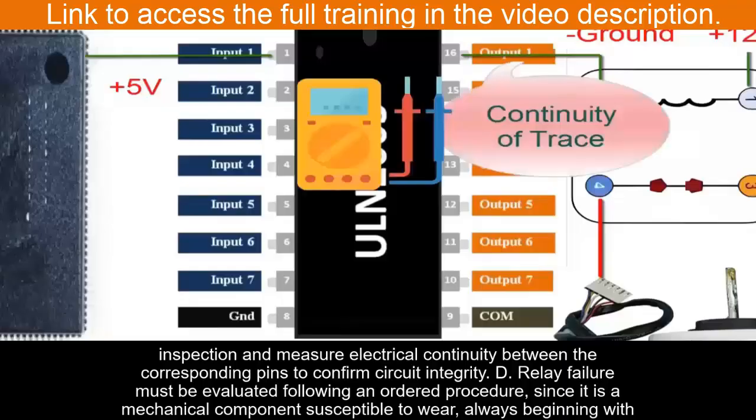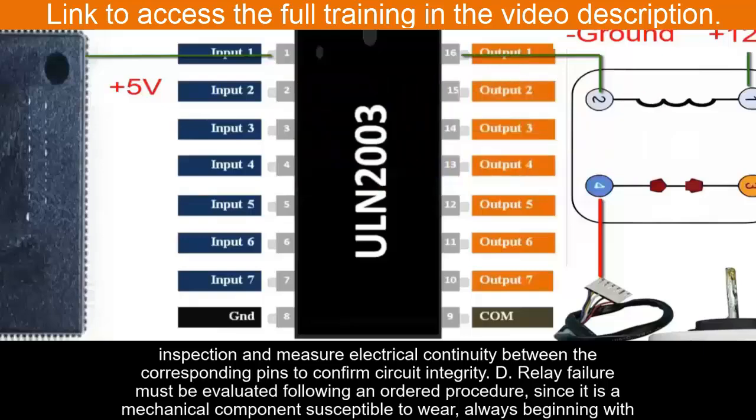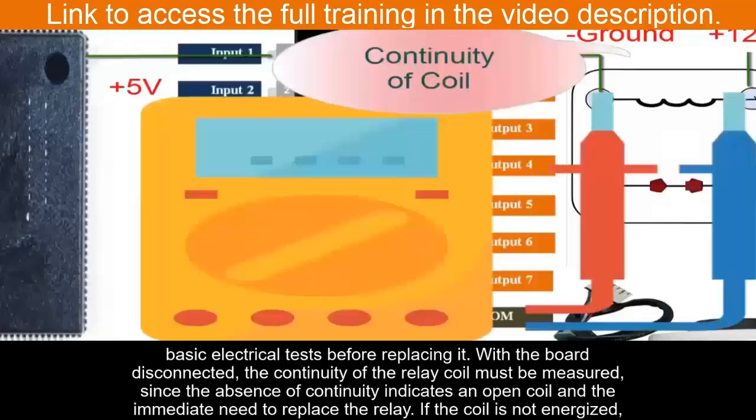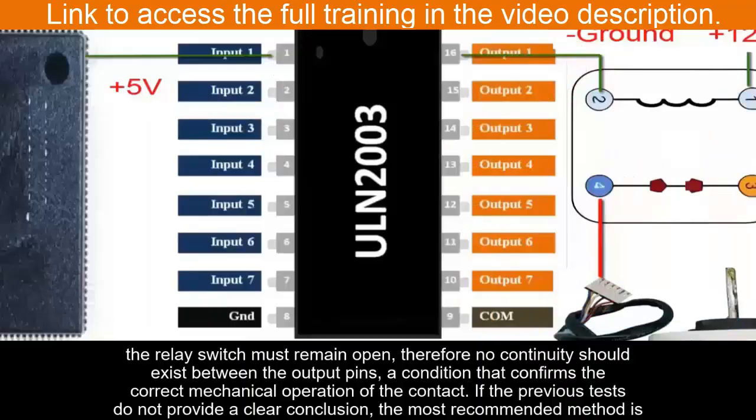D. Relay failure must be evaluated following an ordered procedure since it is a mechanical component susceptible to wear, always beginning with basic electrical tests before replacing it. With the board disconnected, the continuity of the relay coil must be measured, since the absence of continuity indicates an open coil and the immediate need to replace the relay.